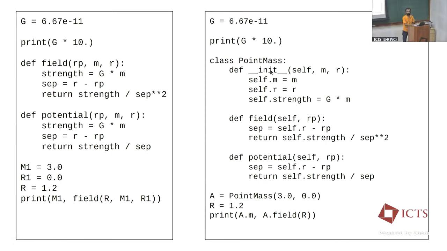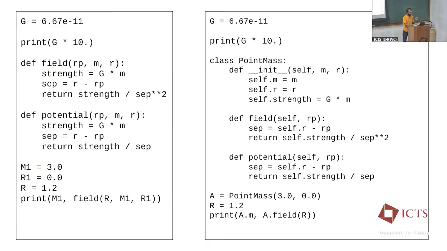Here you have to first create an object of this class. A is the name of the object, some variable name, which is an object of the point mass class initialized with these two parameters, which are the mass and the position. Have people seen this kind of thing before? Is this new to anyone? You can spend a bit more time.